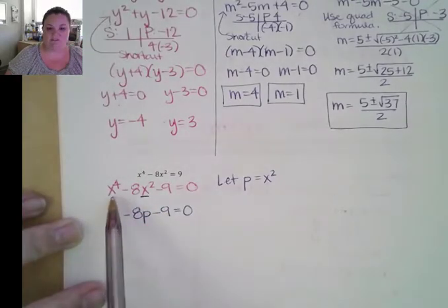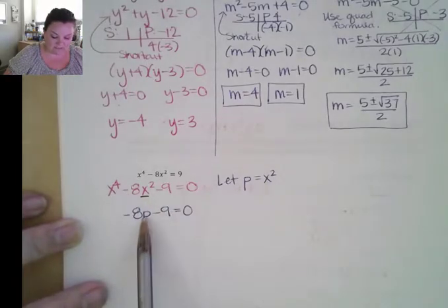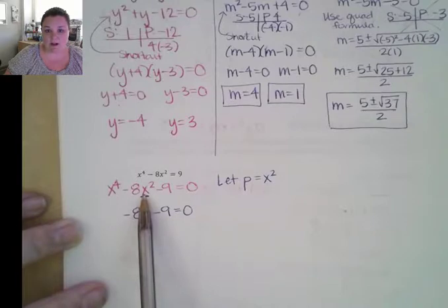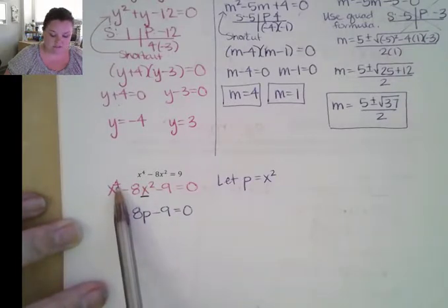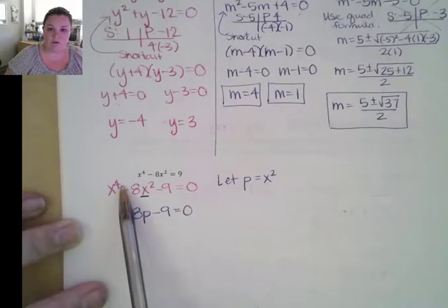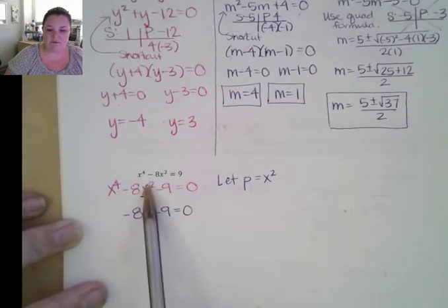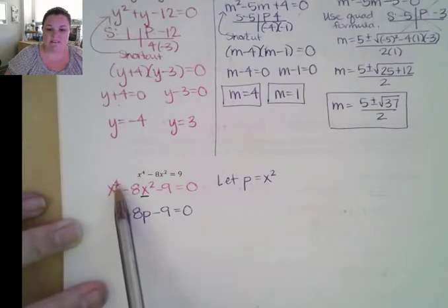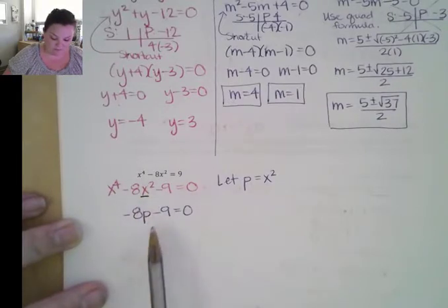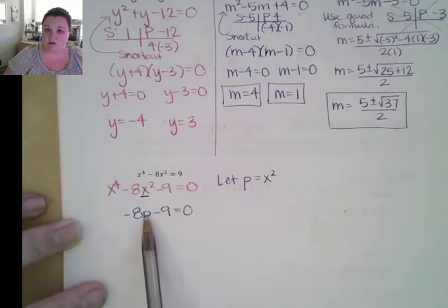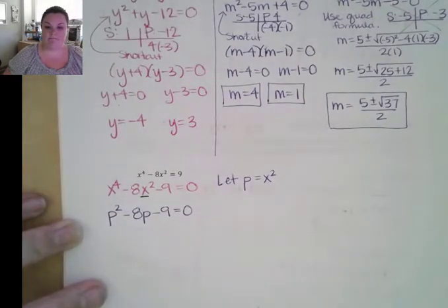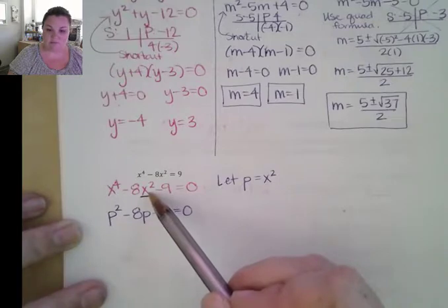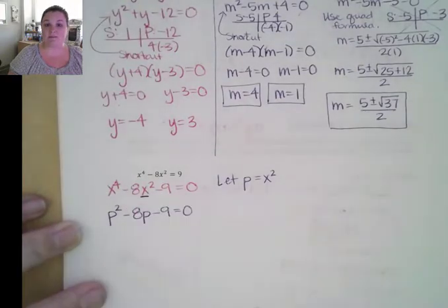I just have to figure out what this first term would be. So let's forget about the p for just a second. When this was x squared, this one was x to the 4th, meaning whatever its exponent is right here, this one was double that exponent. So if this is x squared, this one's x to the 4th. So if now the middle exponent is to the first power, then if I double that exponent, it would be to the second power, right? So if I substitute p in for x squared, that means x to the 4th would be p squared, okay?